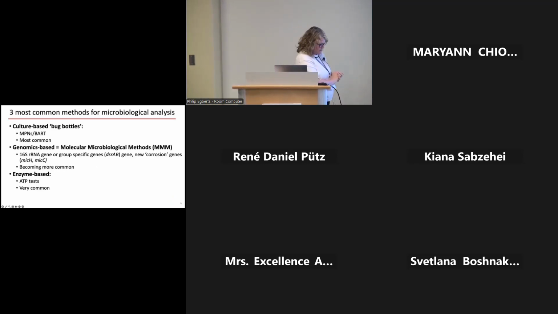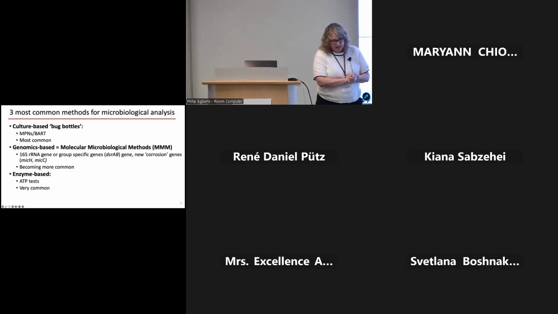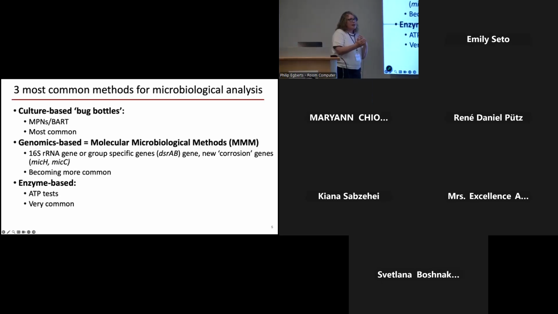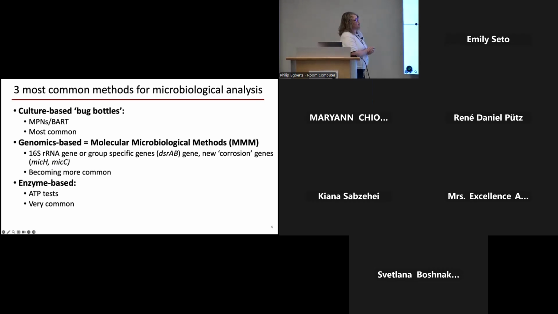Okay, so if we're taking a sample from a site, a pipe, a platform anywhere, where the operator thinks there may be some corrosion but wants to know if it's related to microorganisms, there are three commonly used and widely accepted methods for microbiological analysis. One is culture-based, what the industry likes to call bug bottles. I'll go through what those are. Even though there are a lot of limitations, that's probably the most commonly used method still today.